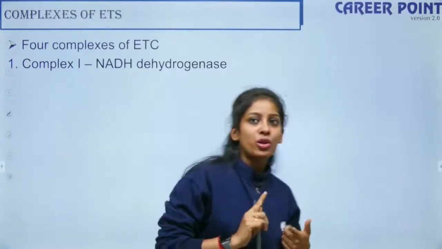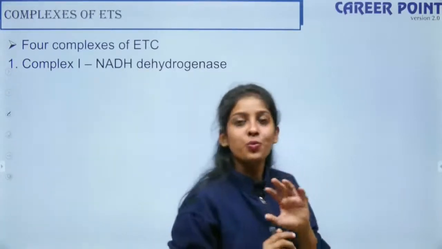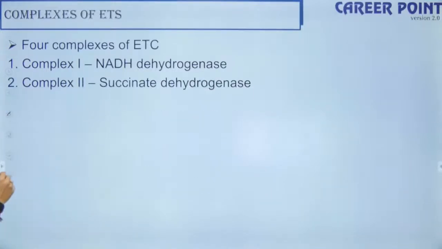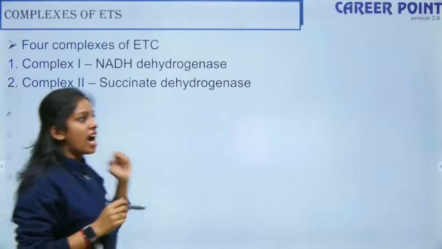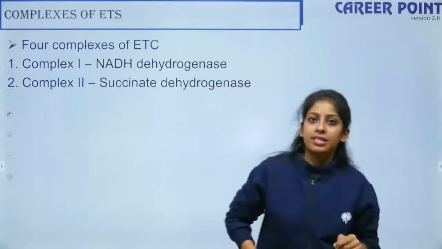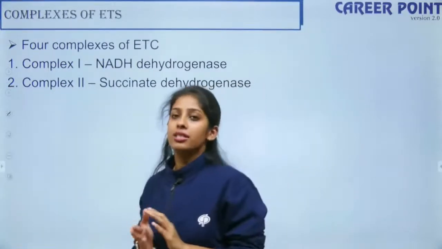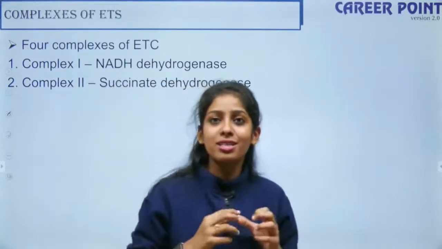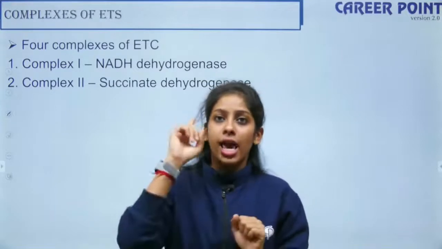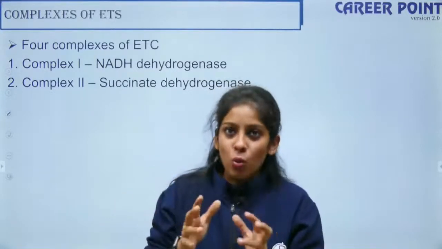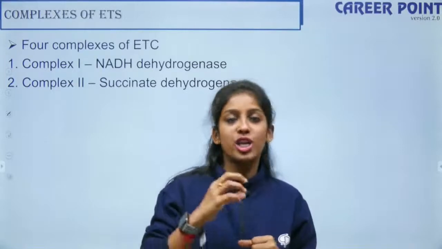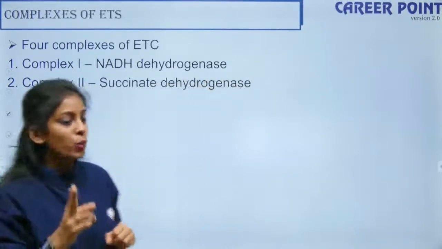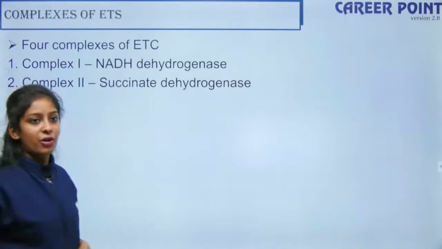I have taught you what dehydrogenase is. It is the removal of hydrogen, as simple as that. Complex 2 is succinate dehydrogenase. If you remember Saturday's class, I told you when we started the Krebs cycle that all the enzymes for the Krebs cycle are present in the matrix of the mitochondria except one. That one is succinate dehydrogenase, which is present on the inner mitochondrial membrane. So complex 2 is your succinate dehydrogenase.